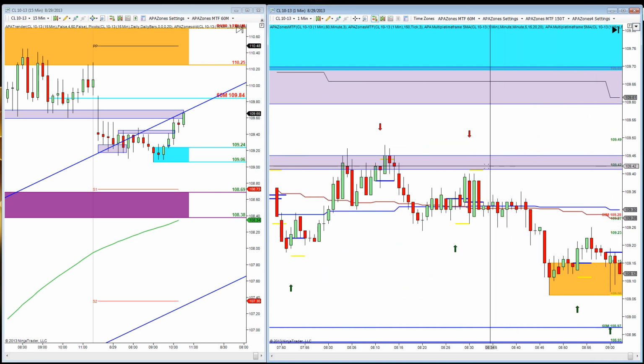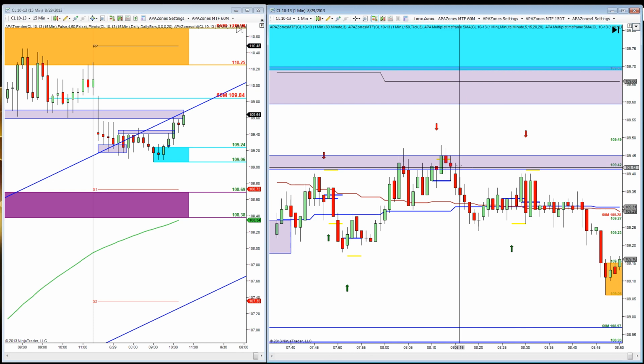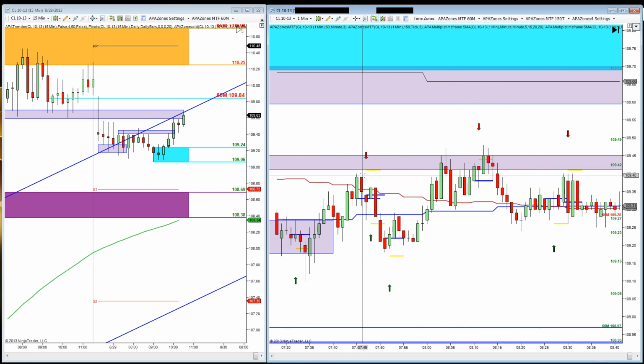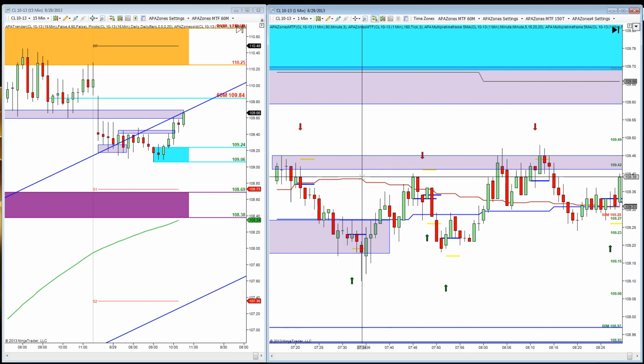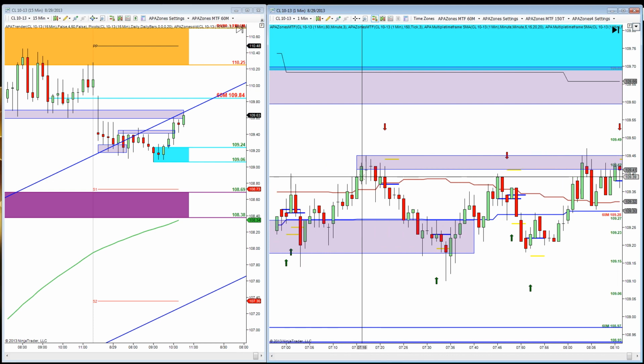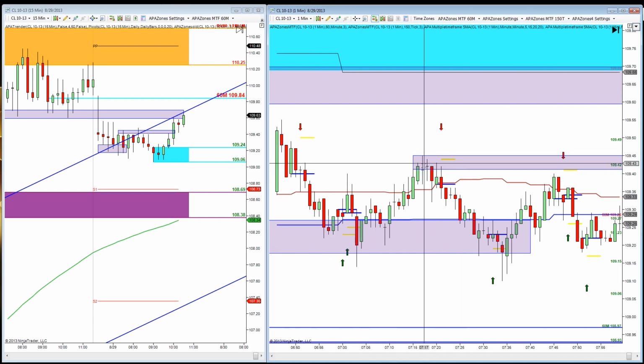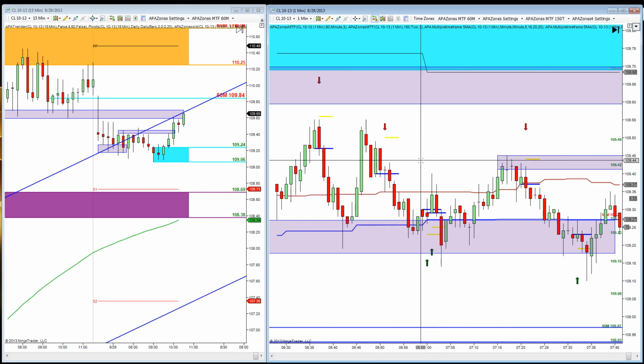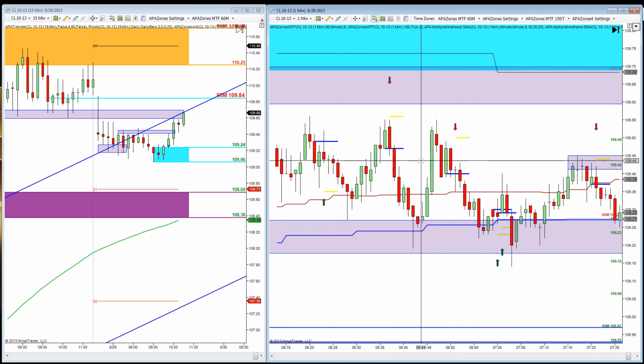So you can kind of see my logic come into play, and hopefully it makes some sense as to why I'm thinking what I'm thinking, and how to get good executions off of a lot of these different levels.